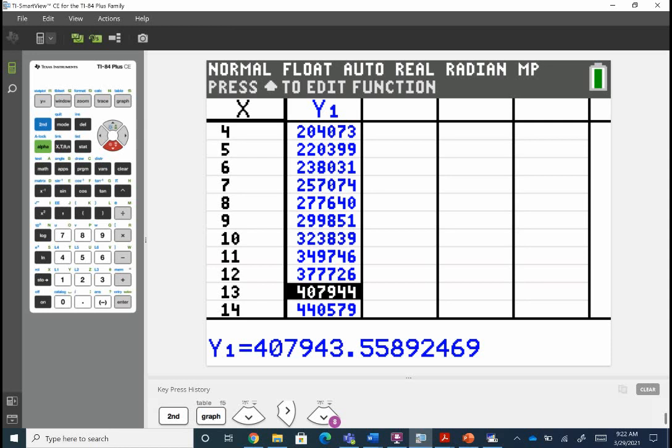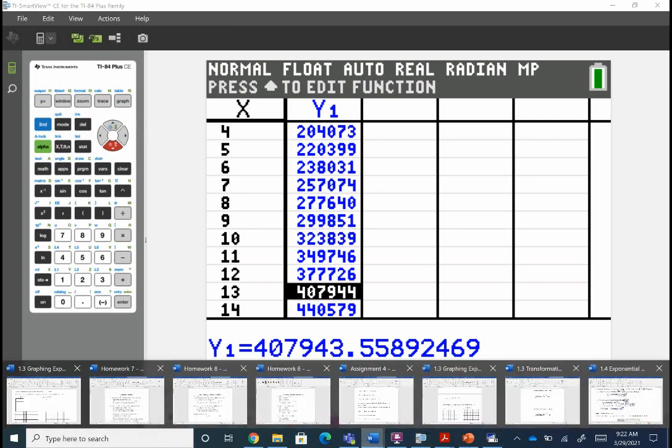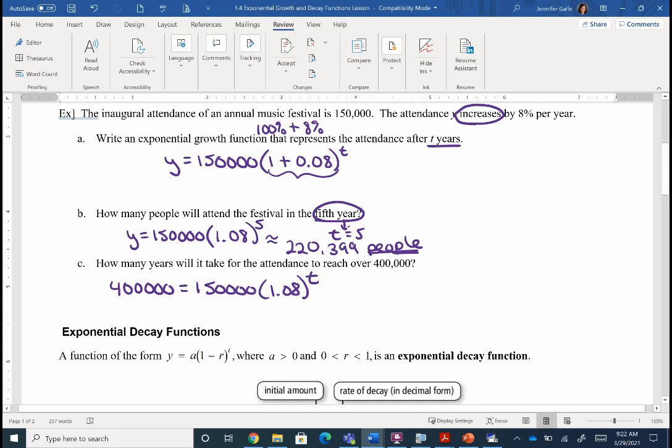If you choose to not use the calculator, guys, what you would have to do is you would have to do like we did in Part B and just keep putting in different years. You'd have to put a 6 in for the t, and then the 7, and then an 8, and then a 9, until you finally had a total over 400,000. And that doesn't happen until year 13.